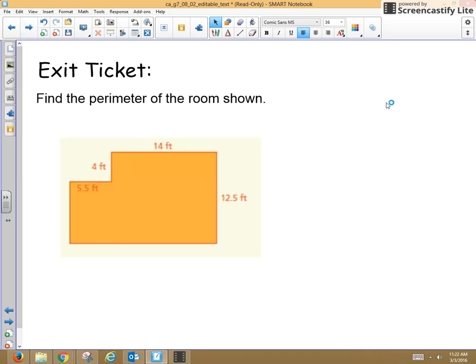Your exit ticket for today is to find the perimeter of the showroom here. So you have the room shown. It's 14 feet, and then there's a small cutout of 4 feet and 5.5 feet. You know the long side here is 12.5. You need to find the length of the longest side here, so look above to help you. And then you need to find the length of this part of the left side here.